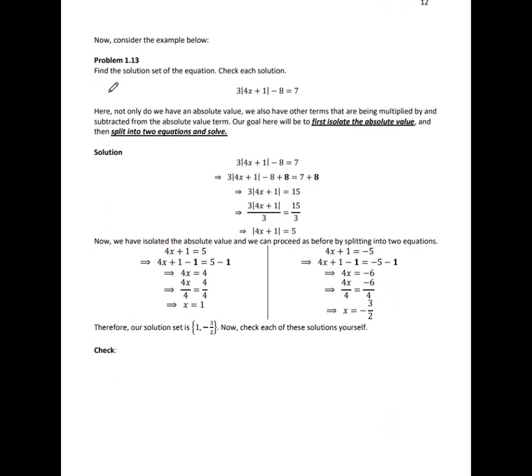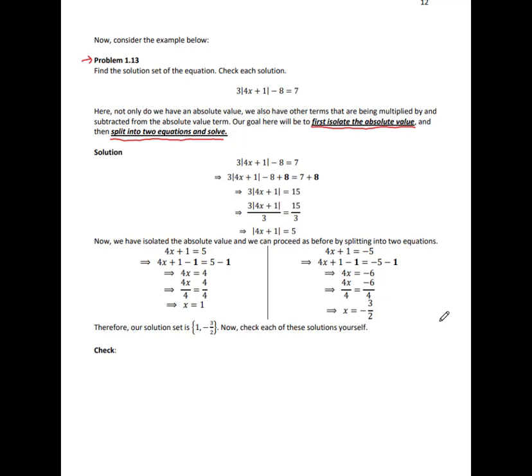Okay, and I will move on and consider problem 1.13. Find the solution set of the equation and then check your solution. So here, not only do we have an absolute value, we also have other terms that are being multiplied by and subtracted from the absolute value term. Our goal here is to isolate the absolute value. So that's your first goal. And then once you isolate your absolute value, you're going to split into 2 equations and solve it just like we did in the problems above.